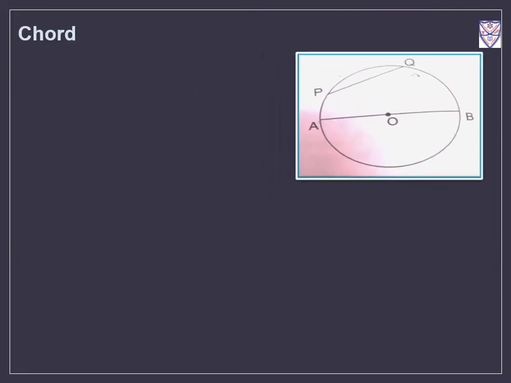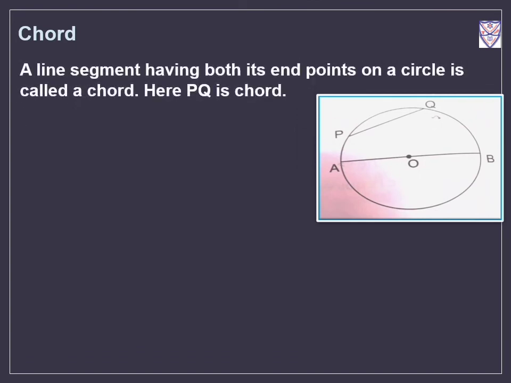Now next, chord. What is a chord? A line segment having both its endpoints on a circle is called a chord. Here PQ is a chord. So P and Q, both endpoints, are on the circle. So this is known as a chord.